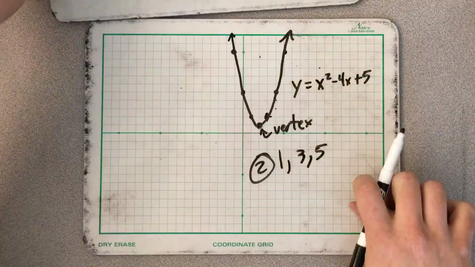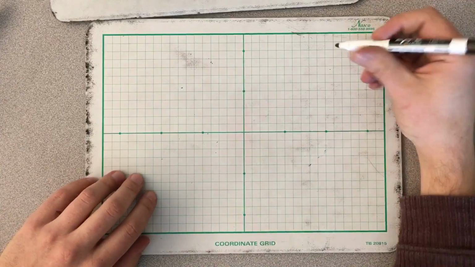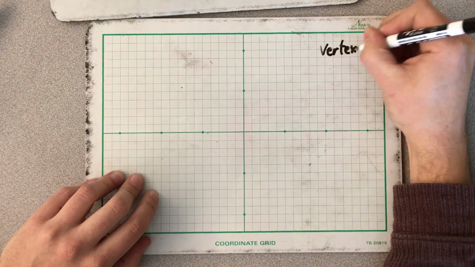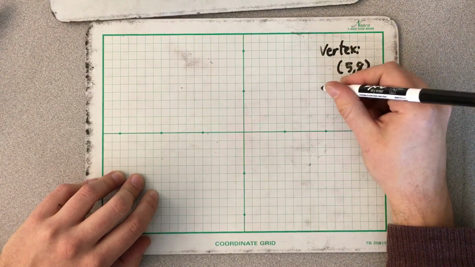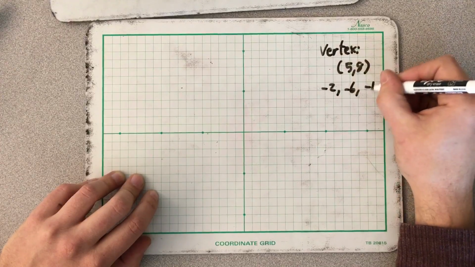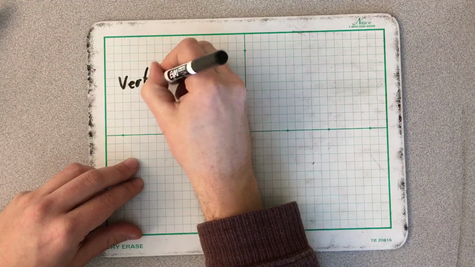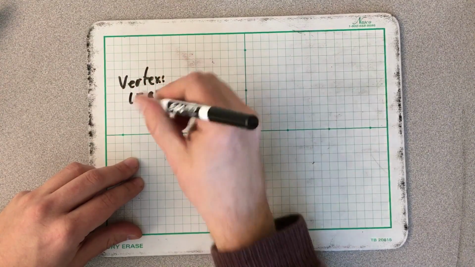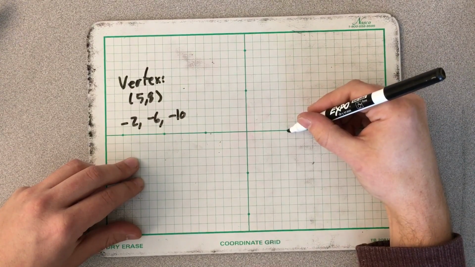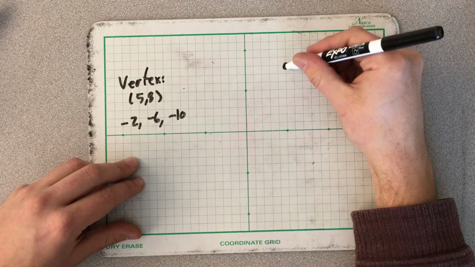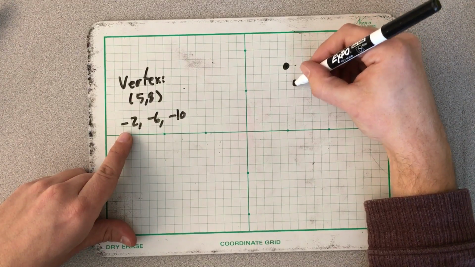Okay, let's go to our graph. I'll erase the one we had before. Okay, so what do we know? We know our vertex is at the coordinates 5, 8, and instead of 135, our rule is now negative 2, negative 6, negative 10. I'm going to go over 5 and up 8. 5, 6, 7, 8. There's my vertex. And then I go over 1, but instead of going up 1, I go down 2.